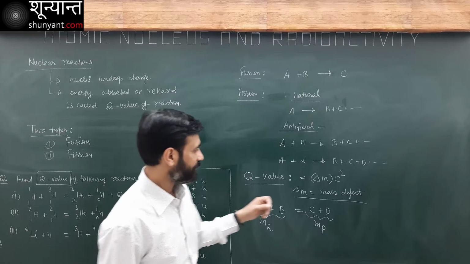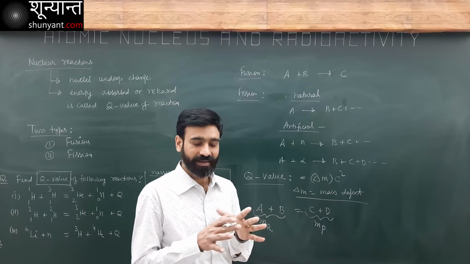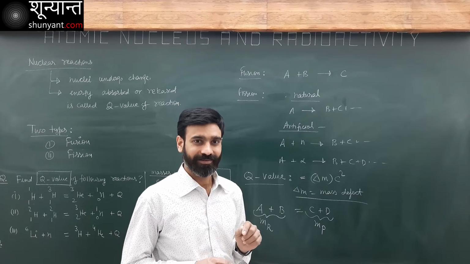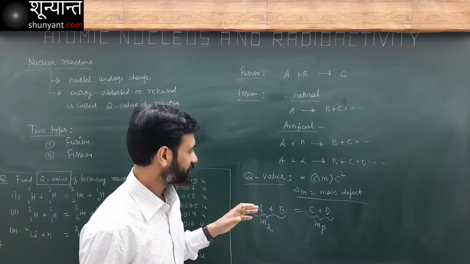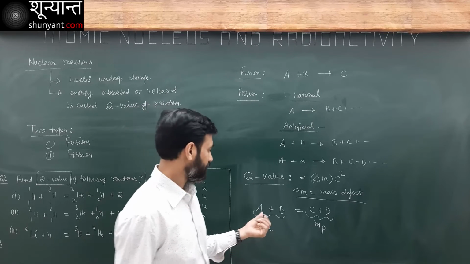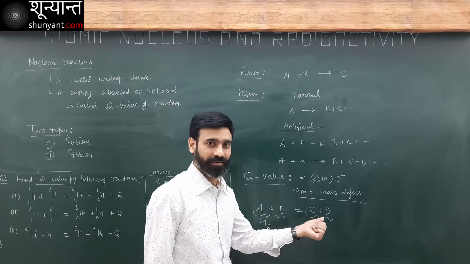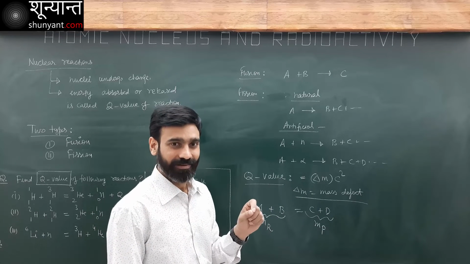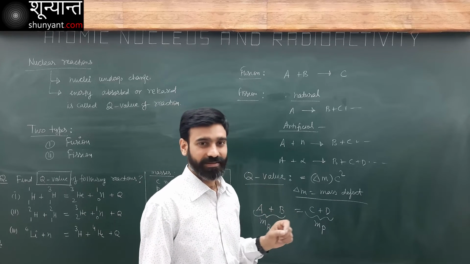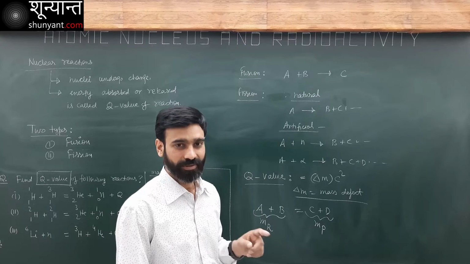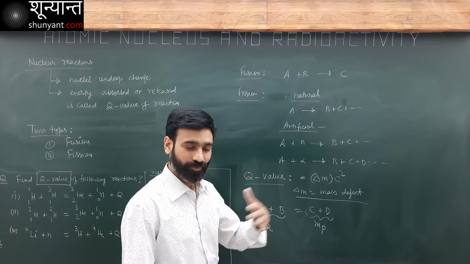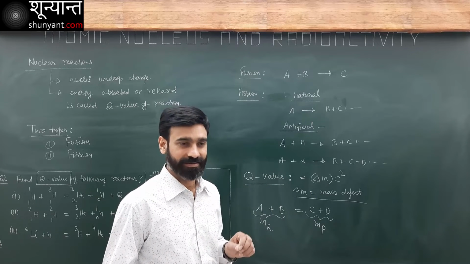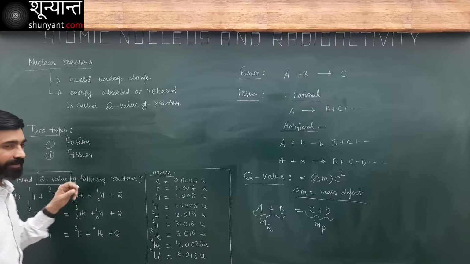When I'm saying mass defect, that means the difference in mass of the nucleus, not the atoms. The difference in mass between the nuclei of the reactants and the nuclei of the products. Nucleus only, not the atom. But we can do our calculation with the atomic masses also, because the number of neutrons is going to be the same on both sides. We will do these problems and then you will understand.